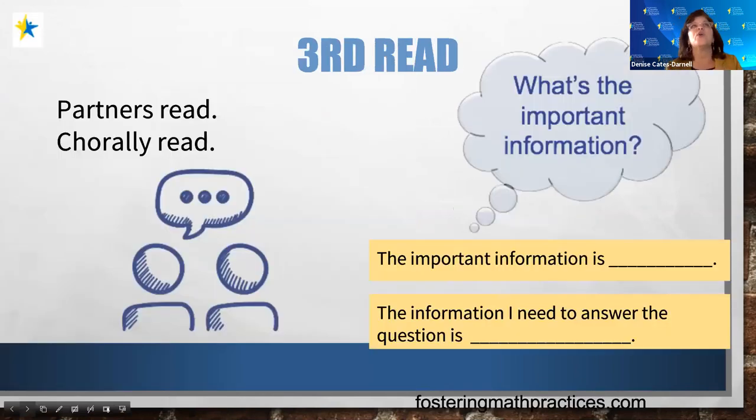Now, this time we're going to do a third read. And in this read, we want to listen for what is the important information in our problem. So if we were in the regular classroom, I would probably have students work with a partner and read together and identify this important information. Because we're with a group, we're just going to read chorally again and think about what is the important information. And again, on the right-hand side, I've given a couple of response frames. The important information is, the information I need to answer the question is. Okay, so here comes our problem for us to read one more time.